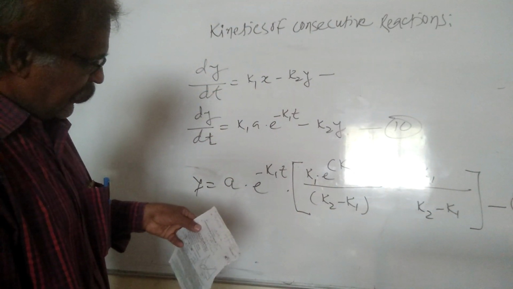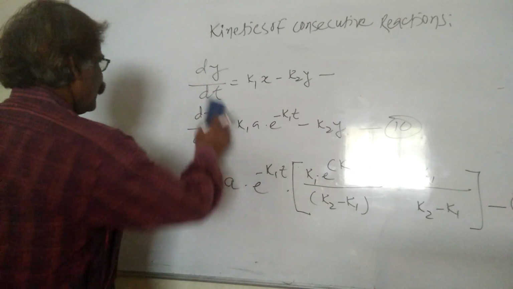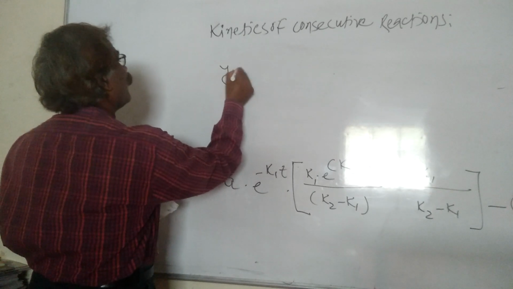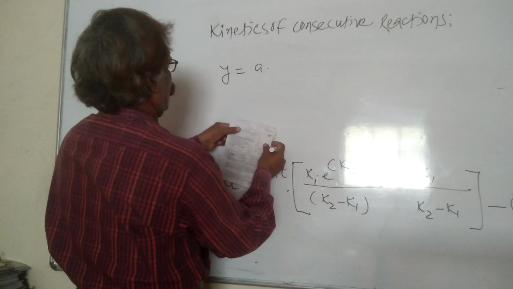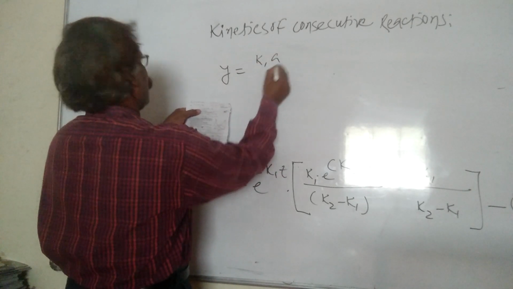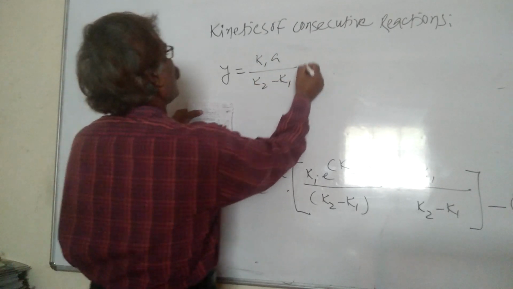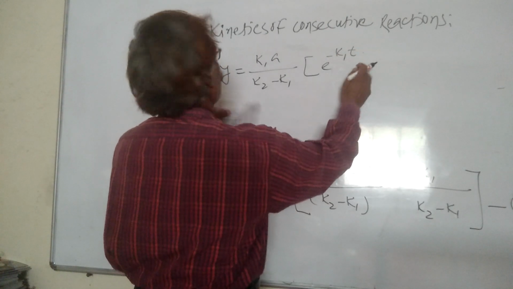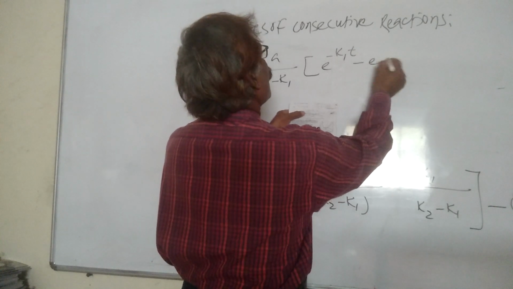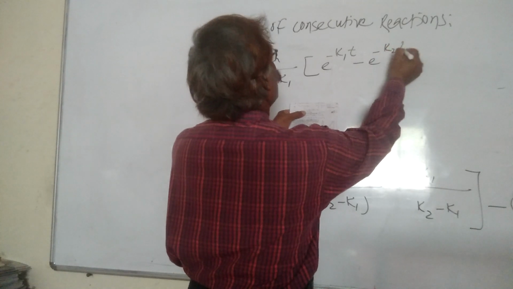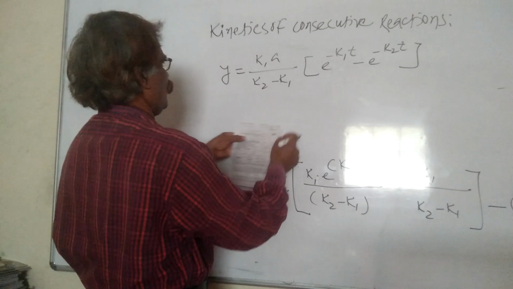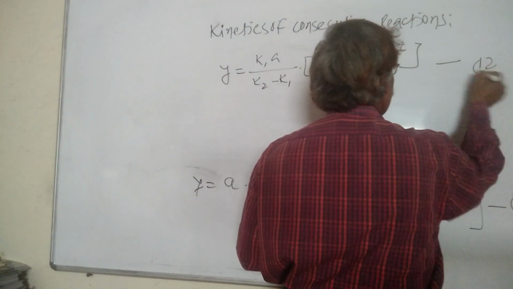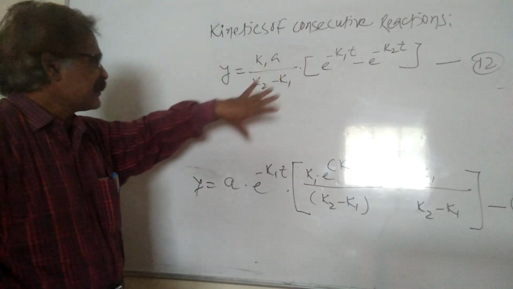Equation number 11 can be further reduced and written in a different way. y is equal to k1a upon k2 minus k1, in brackets, into e to the power minus k1 into t minus e to the power minus k2 into t, bracket close. So y is equal to this, and this is equation number 12. In this way we have got an expression for y.